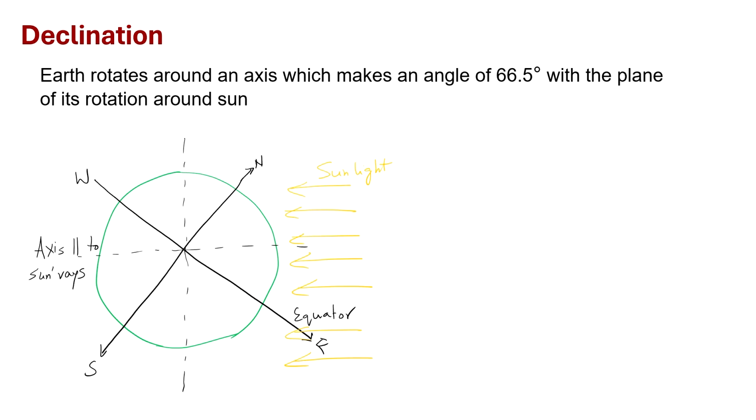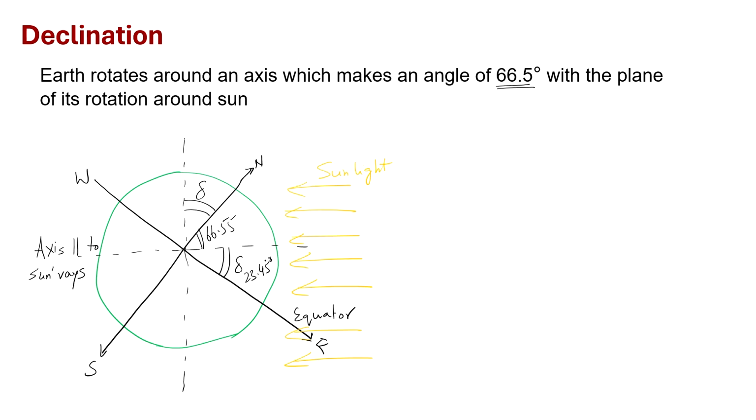The angle between the sun rays and the equator is called delta, and likewise this angle will also become delta. This is the declination angle, and we are saying this is 66.5 degrees. So this angle will be 66.55 degrees and this will be 23.45 degrees.